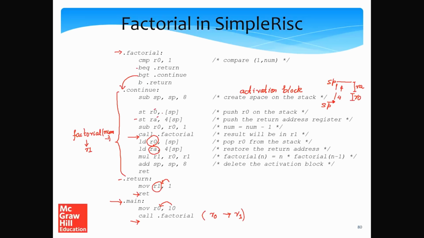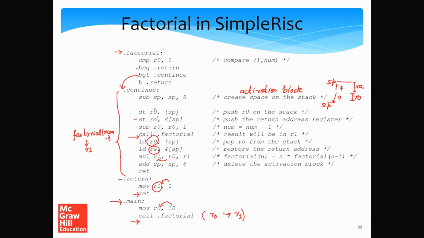Subsequently, we multiply R0 times R1. R0 is basically num and R1 is factorial of num minus 1. So essentially we are computing factorial(n) equals n times factorial(n minus 1), and the result is being saved in R1, which we have always wanted to do.